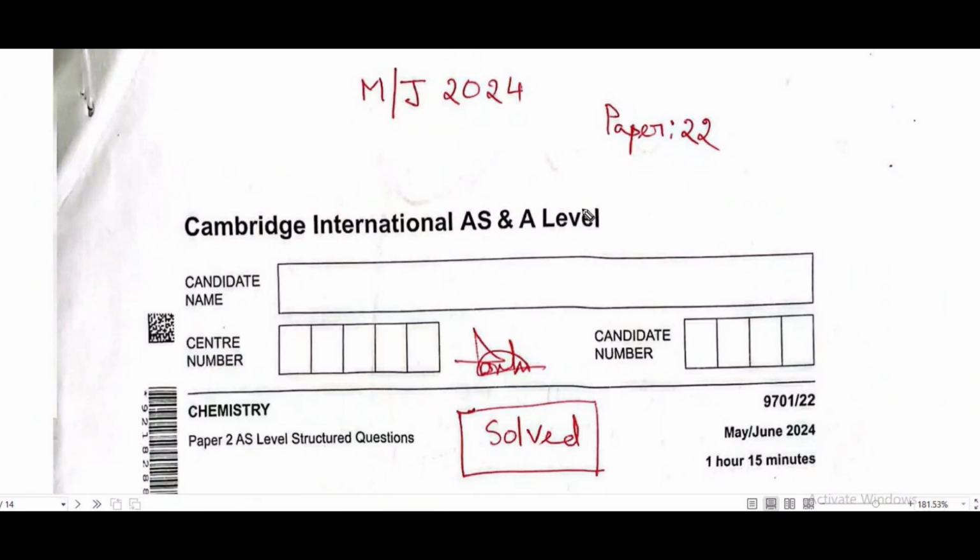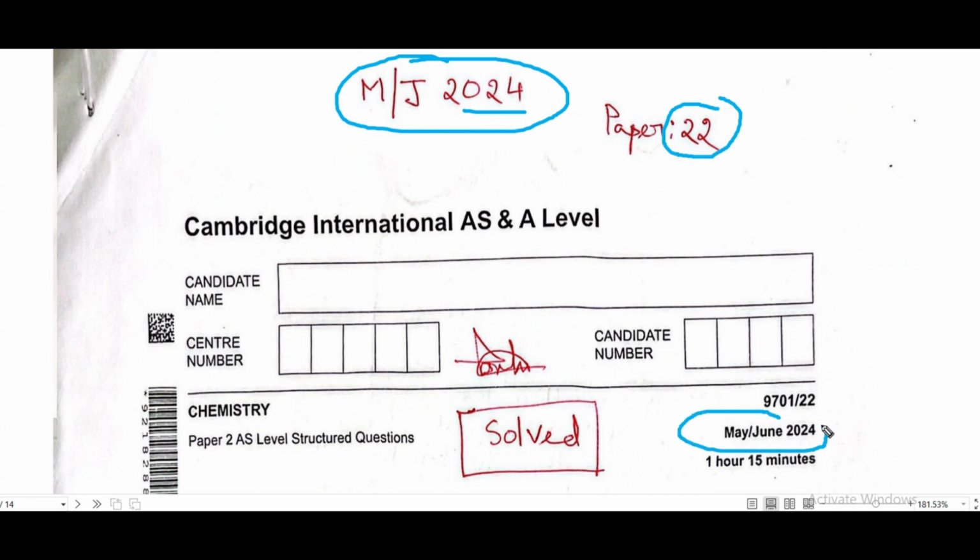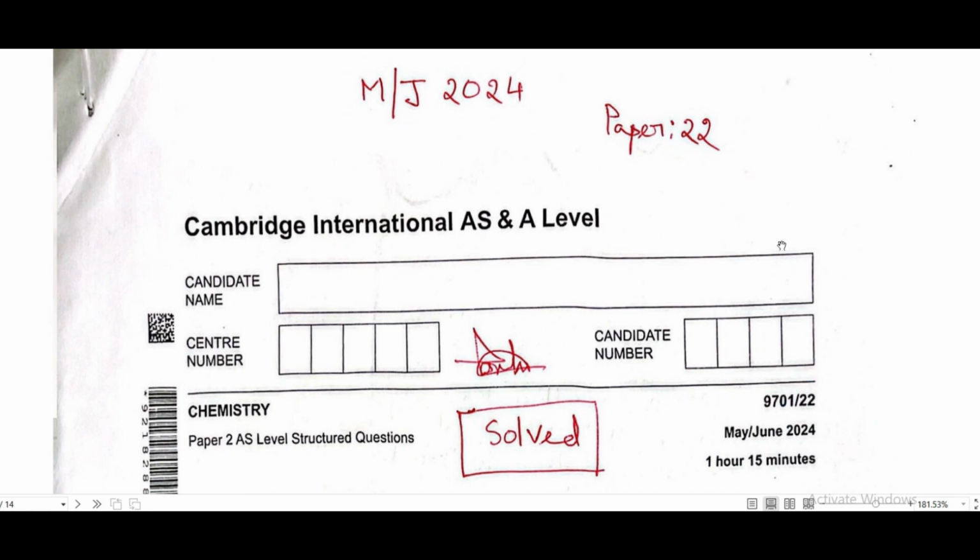Hello students, now I am going to discuss Cambridge A-Level Chemistry May-June 2024 paper 22. Let's move.